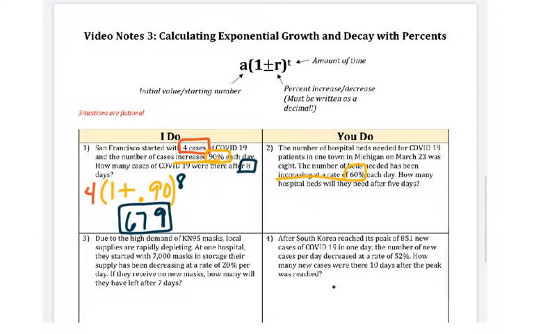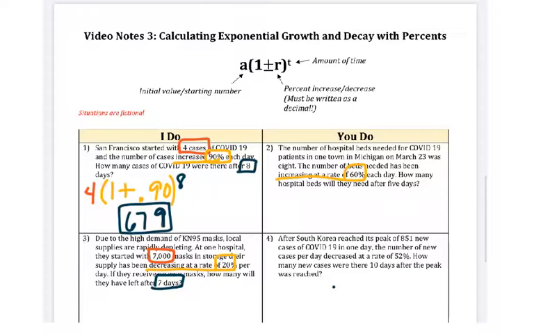All right, number 3. Due to high demands of KN95 masks, local suppliers are rapidly depleting. That means that they're losing masks. Their mask supply is decreasing. At one hospital, they started with 7,000 masks in storage in their supply, but this number has decreased 20% per day. How many masks will they have left after 7 days?